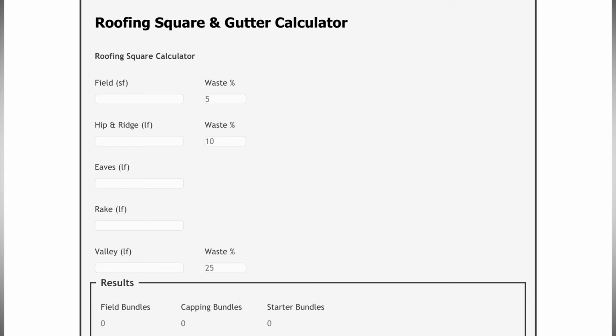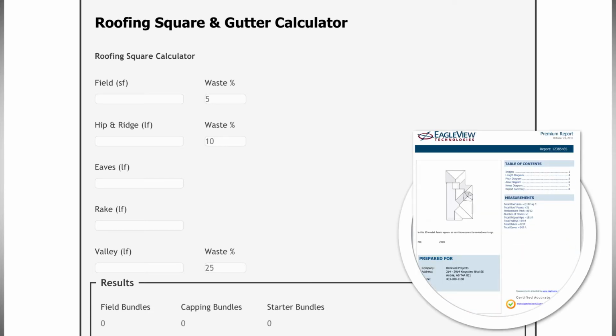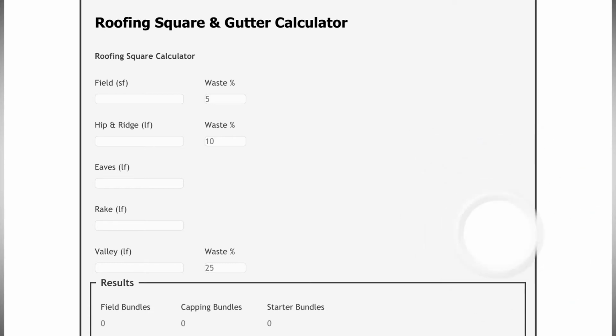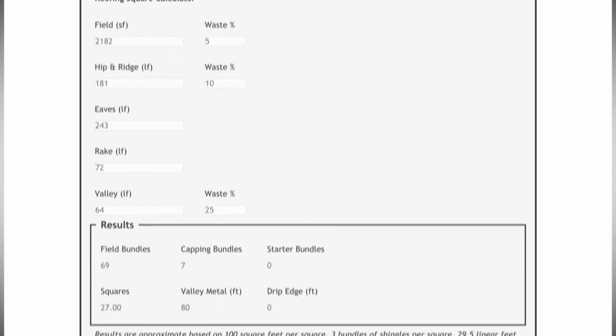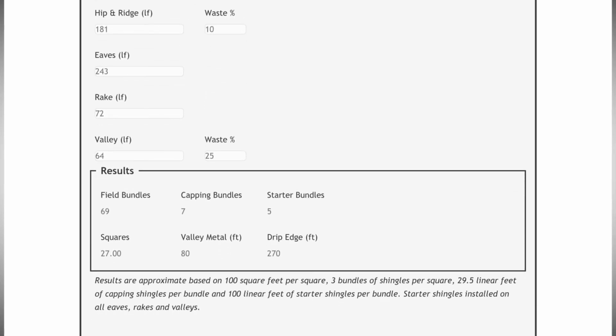Now I'll demonstrate the calculator using measurements from an EagleView report. You can find all the necessary measurements right on the first page. For this roof, the total field area is 2,182 square feet. The hips and ridges are 181 linear feet, the eaves are 243 feet, the rakes are 72 feet, and the valleys are 64 feet. You can see in the results below that the calculator is already working.